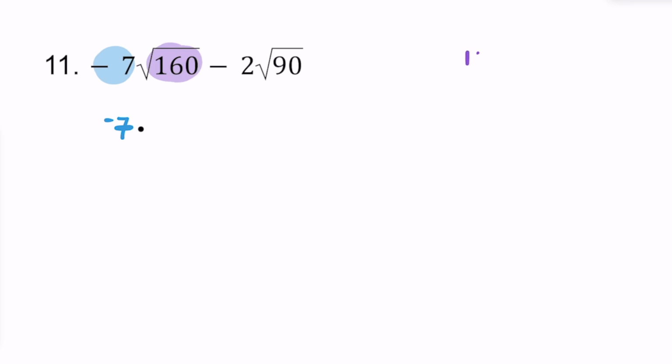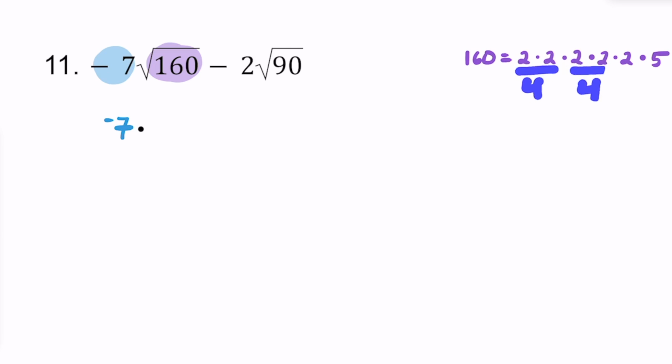So 160, I know we can divide that by 2. That's going to be 80. 80 can divide by 2, that's 40. 40 can divide by 2, that's going to be 20. 20 can divide by 2 to get 10. 10 can divide by 2 to get 5. So I believe this is going to be 5 of these 2's and then a 5 here, because 32 times 5 is 160. Now 2 of these 2's make 4, 2 of these 2's make 4.